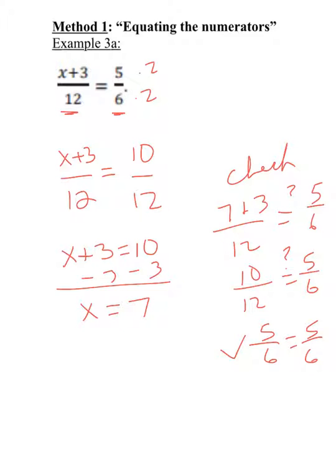Okay, once again, that's called equating the numerators, getting the common denominator on the bottom and then you run with it. Just set the tops equal to each other.